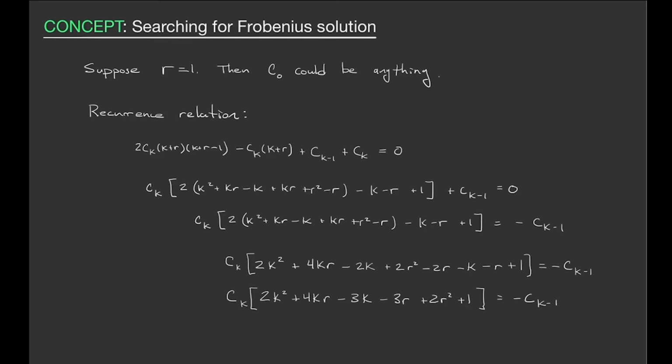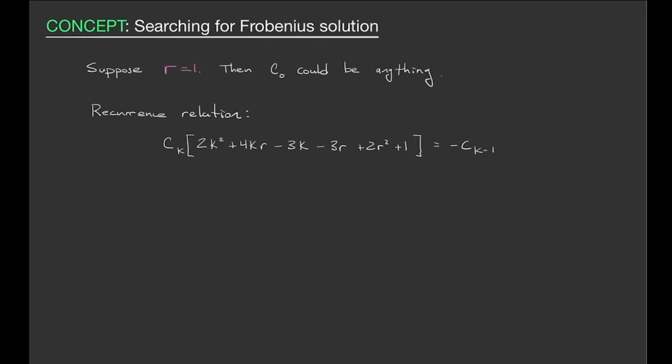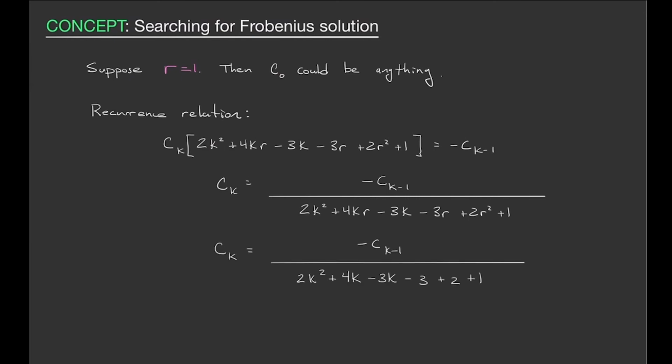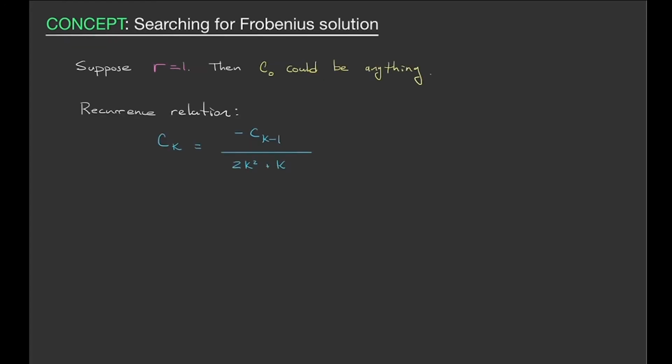Now we reset our work and continue from there. We get this expression, then this, and that's because r is equal to 1. And finally, we end up with this recurrence relation. Now, so far what we have is that r is equal to 1, c naught could be anything, and then the recurrence relation tells us that ck is based on some scalar multiple times ck minus 1. So if you know ck minus 1, you can get ck, and then you can get ck plus 1, and then ck plus 2, and so on.